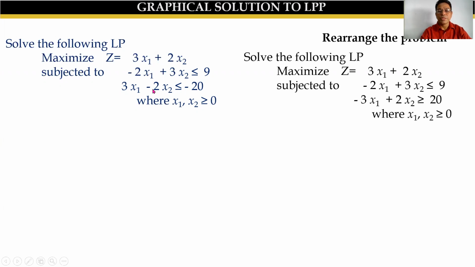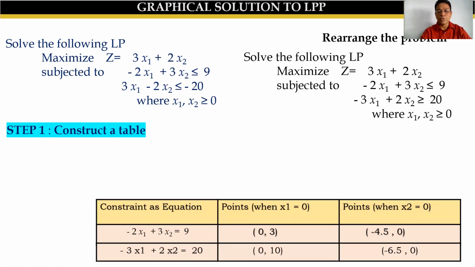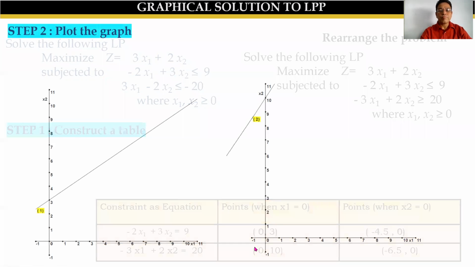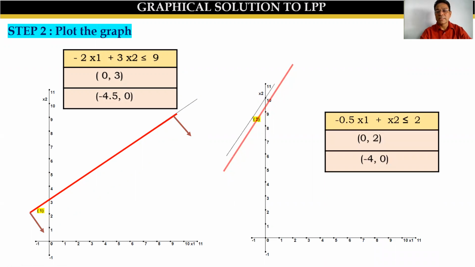As we rearrange the problem, we will change the sign of this constraint. So this will become minus, plus, this will become plus, and this less than or equal to will become greater than or equal to. Next step is to create the table. So once we create the table, we have two constraints. So we have two lines, one for this constraint and second for this constraint. We'll draw this line. This is the line for the first constraint, which is saying that it is less than or equal to 9. This is the line then for the second constraint, which is saying it is greater than or equal to 2. This is a correction over here.